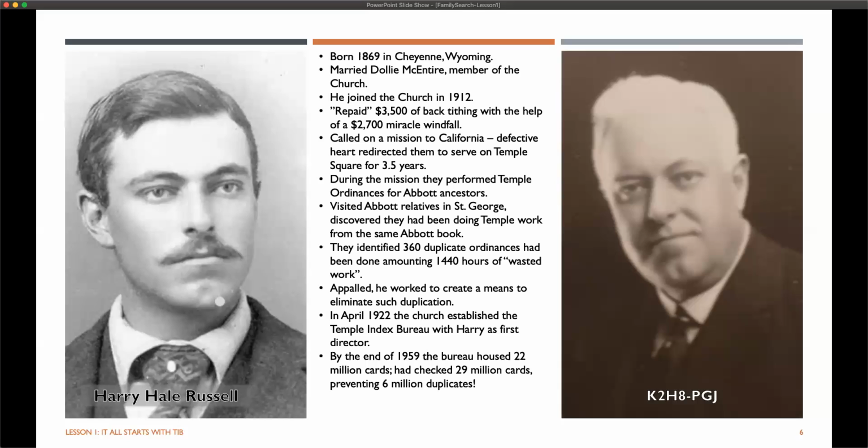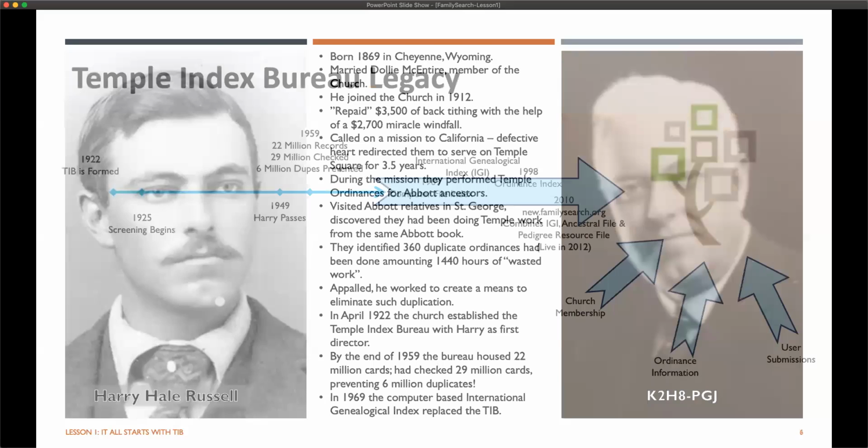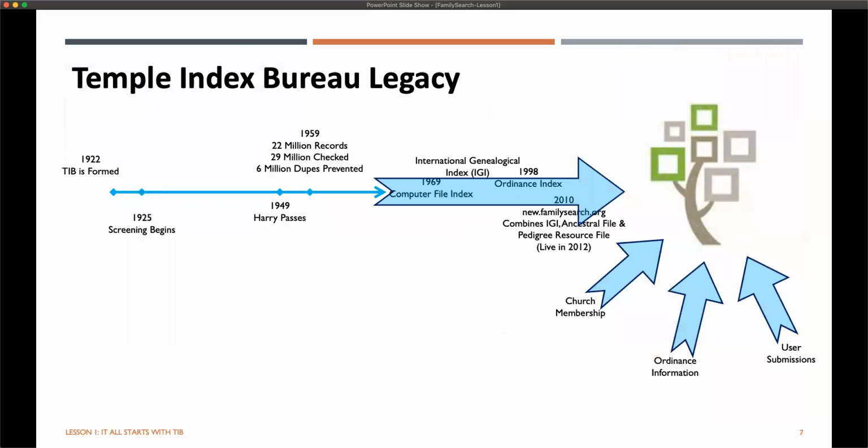The TIB would end around 1959, and at that time, they housed 22 million records. They had checked 29 million cards, and they had prevented 6 million duplicates just in that effort. And then in 1969, the church saw the wisdom and the power of the computer system, even back in 1969, and began to move away from physical cards to digital databases, and then we would get this iteration of multiple databases and different programs that we've had over the years.